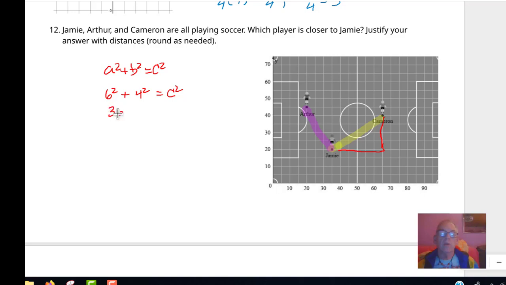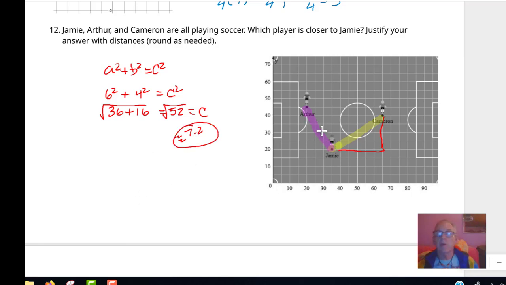6 squared is 36. 4 squared is 16. That gives us 52. And we want to know what c is, so we're going to take the square root to get the distance. So this distance here is the square root of 52, which is a little bit bigger than 7. Call it like 7.2.